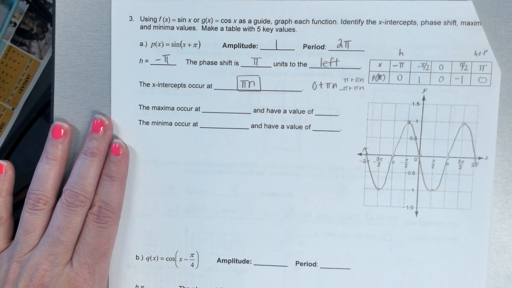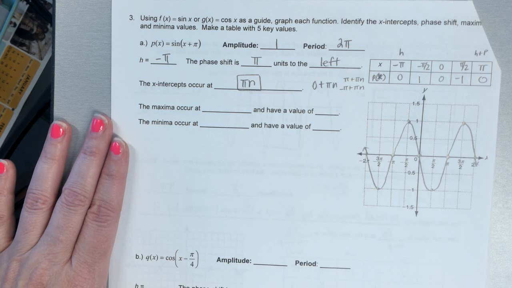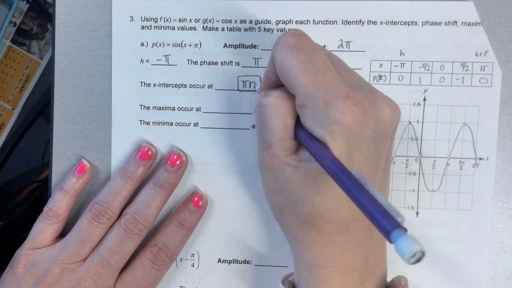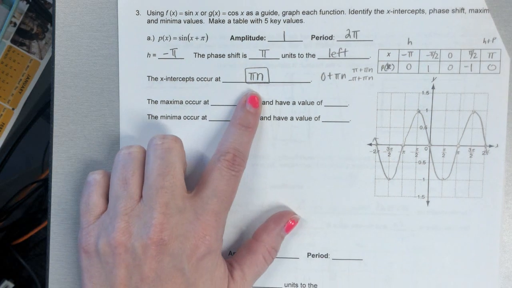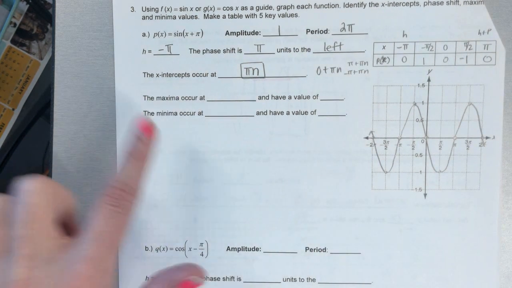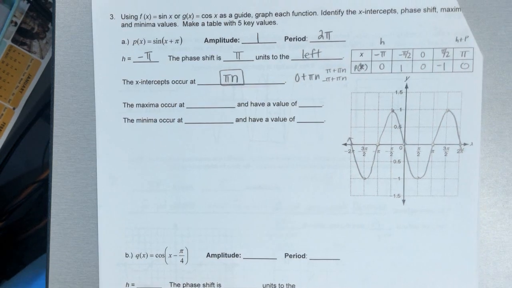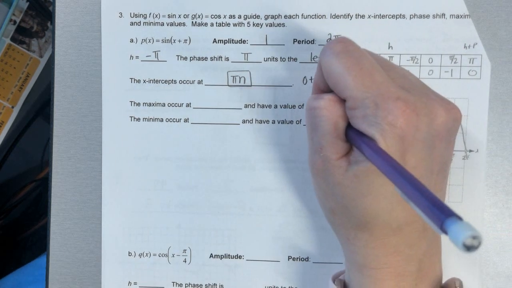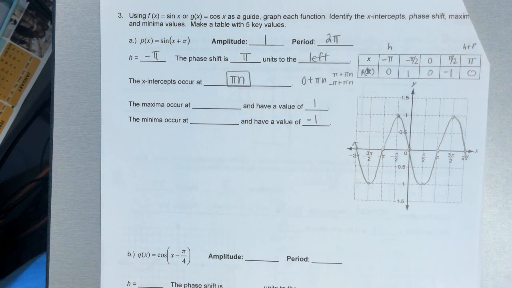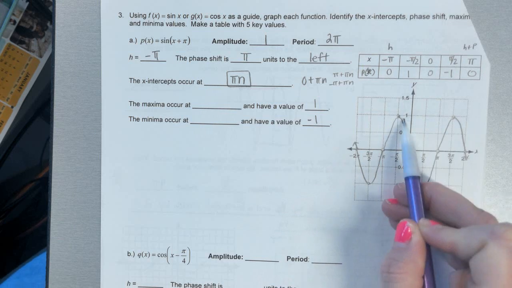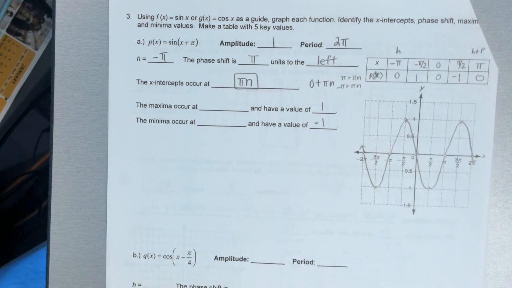Yes? So you can't just write down all the x-intercepts? No, so it has to be the formula. Because remember, this graph goes on forever. So your x-intercepts has to be an equation with n in it. Same thing for your maxima and your minima. Okay, now the maxima are going to have a value of 1. The minima are going to have a value of negative 1. So see how you have 2 maxima on your graph? You can choose either one.